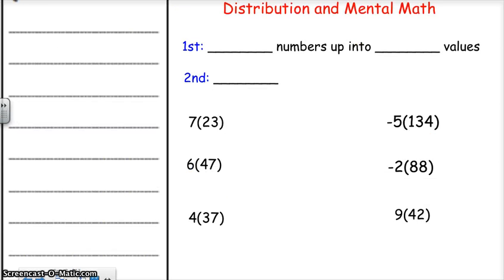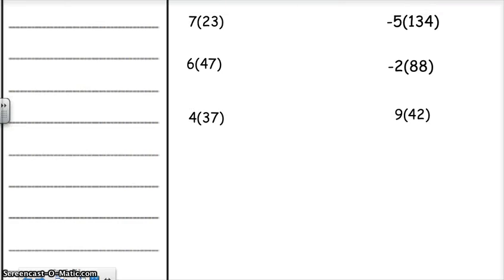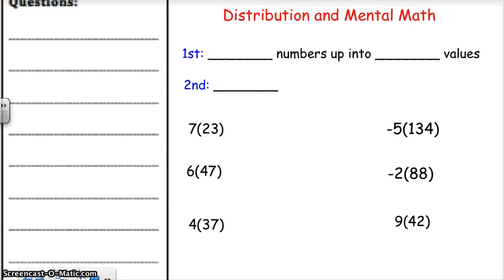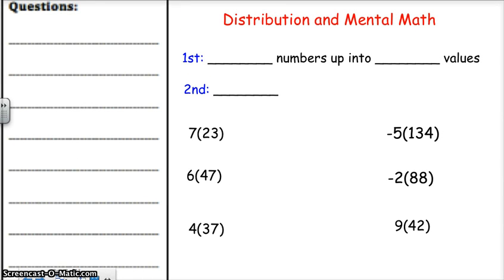Okay. Next concept with today's lesson is distributive property in mental math. The first thing you want to do is break numbers up into their place values. So you want to break the numbers up into their place values. The tens, the ones, the hundreds. And then all you're going to do is add them all up. I'll just write add.